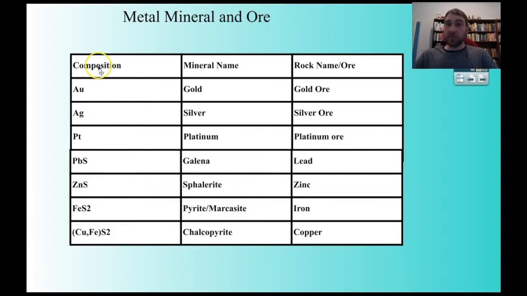So here are some metal minerals and their ores. So gold and silver and platinum here. These are all very unreactive metals, so you can mine them out of the ground. They're not combined with any other elements, they're just the gold, silver or platinum. But if we look at lead, zinc, iron and copper down here, we can see they're combined with different elements. And there are many different minerals that you can use to extract metals from these. So lead sulfide, zinc sulfide, iron sulfide. So here we have sulfide minerals. You can have iron oxide as well, so in that case you need to remove the oxygen atoms. Here you need to remove the sulfur atoms.